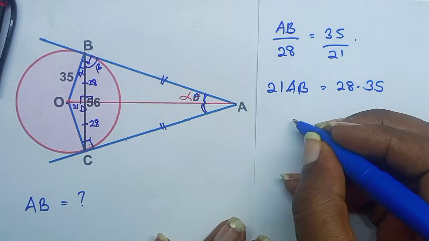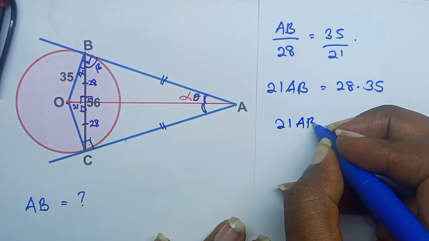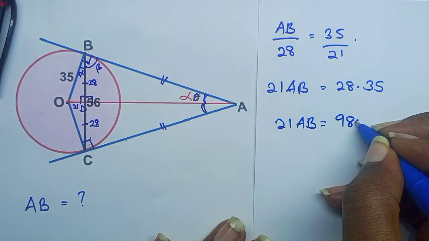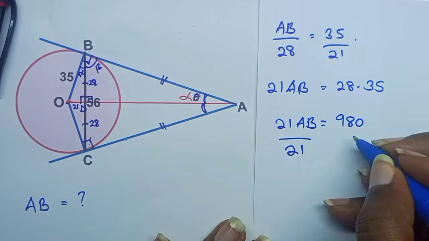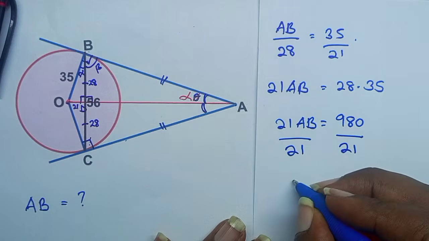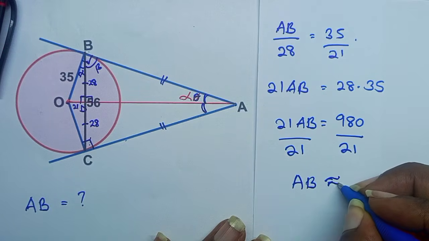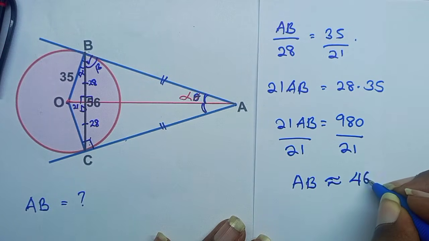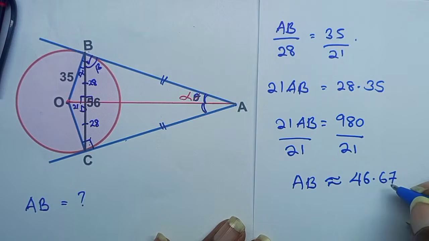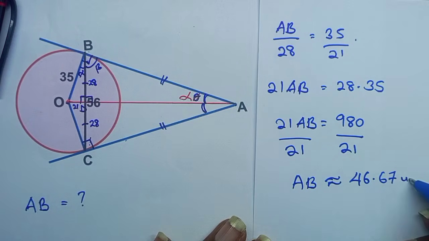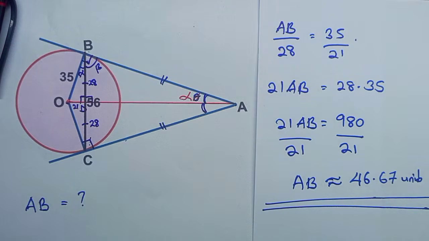So we shall have 21 AB being equal to, this times this gives us 980. So we divide by 21 on both sides. And so AB is approximately equal to 46.67. Remember, AB is a distance, so it has units. So this is the value of AB.